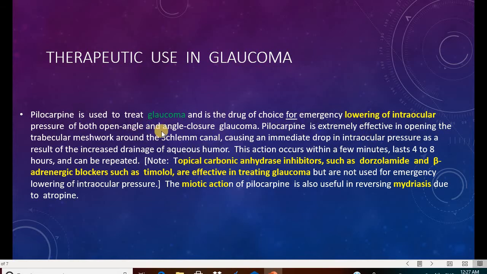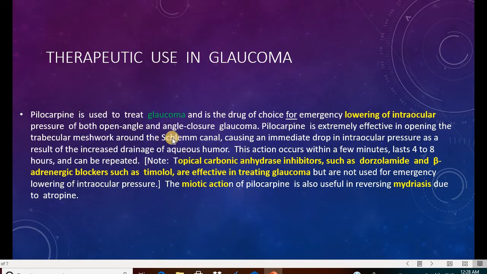Immediate drop in intraocular pressure as a result of increased drainage of aqueous humor. As we have studied, this effect can cause tears, salivation, lacrimation. So it can enhance the drainage of the aqueous humor by opening the trabecular meshwork. When the trabecular meshwork opens and drainage of the aqueous humor occurs, it ultimately lowers the intraocular pressure. This action occurs within a few minutes, lasts 4 to 8 hours, and can be repeated.